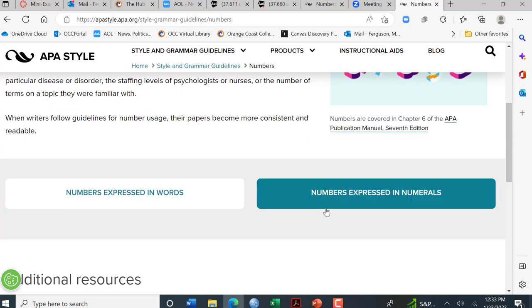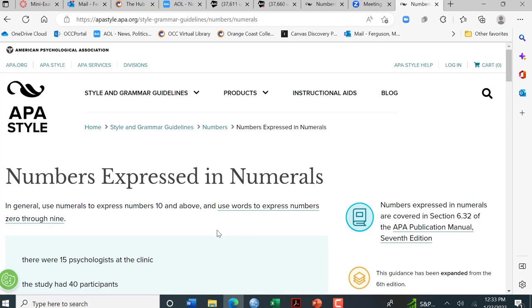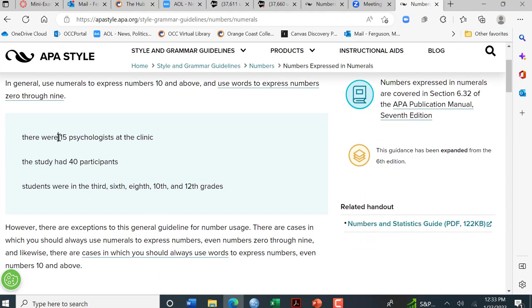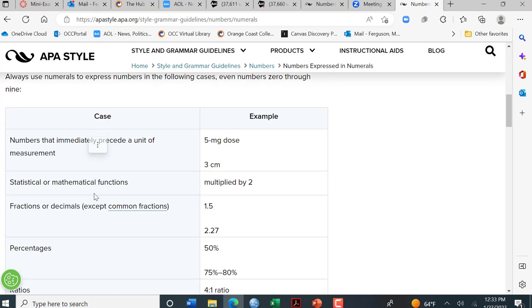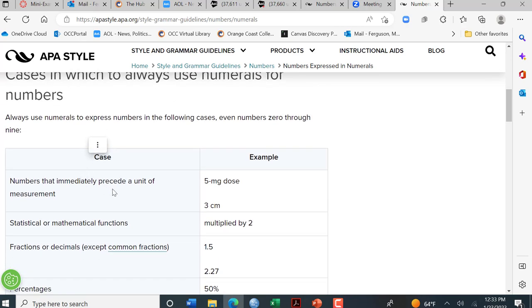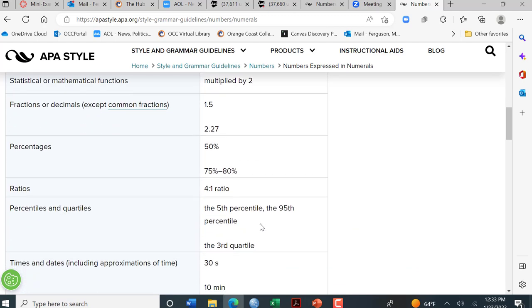There are a lot more exceptions for numbers expressed in numerals. So for those numbers under 10 to be expressed as the actual digits. So here again showing you this is over 10, so we use the numeral. Over 10, so we use the numeral. Now here, lots of our exceptions. So a unit of measurement. When you're using a unit of measurement, milligrams, centimeters, you're going to use the number even though these are under 10. A statistical or mathematical function, you'll be presenting F values and P values, and most of those will be under 10. So you would present the number, you don't write that out. Fractions or decimals, except common fractions. We write them out as decimals here.